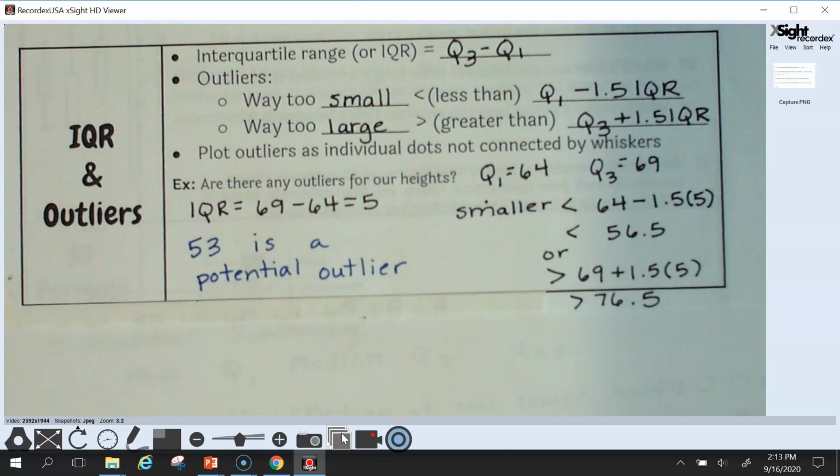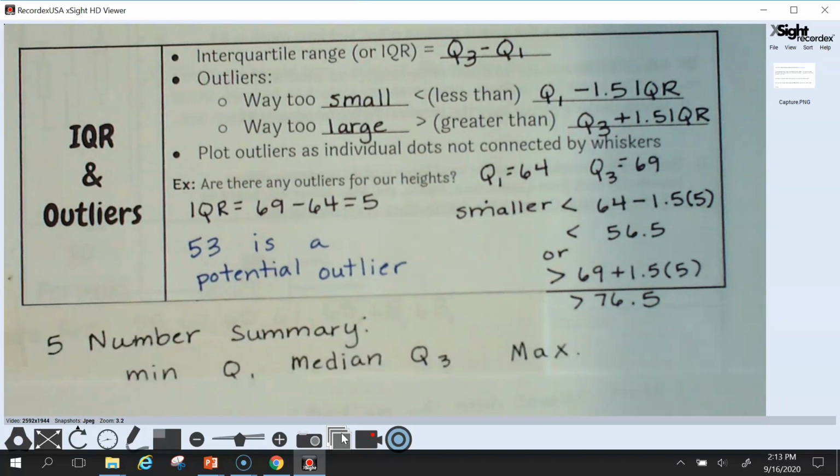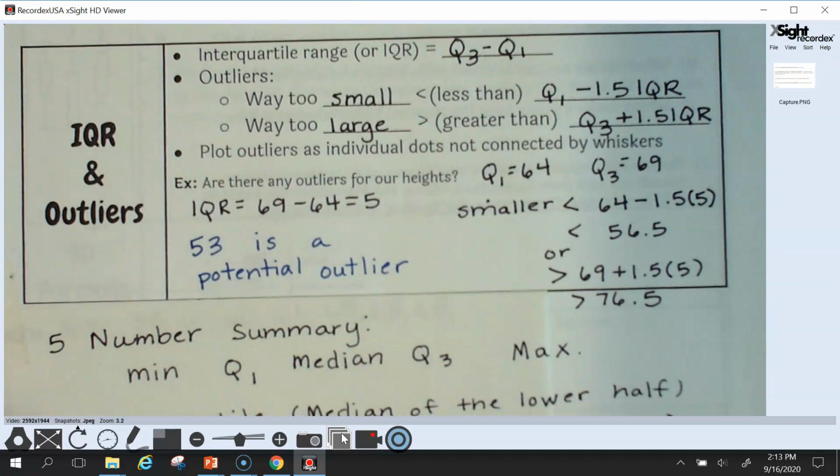So next we're going to talk about the 5-number summary, and when we do this, you'll have a chance to see how to find your quartiles by hand, just in case you don't know how. A 5-number summary is your minimum, your Q1, your median, your Q3, and your maximum. Your first quartile is the median of the lower half, and your third quartile is the median of your upper half. A box plot is a graphical display of your 5-number summary: you take those 5 values and plot them on a number line.